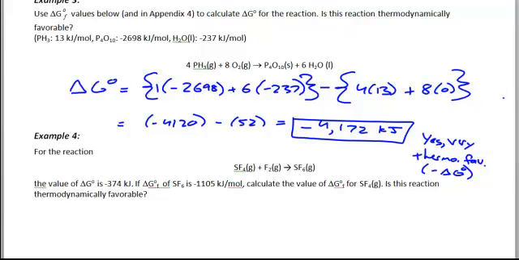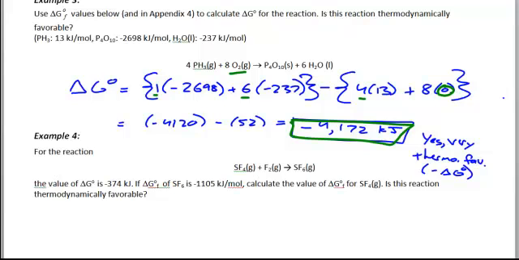Okay, in example 3, same dealios. Don't forget the products minus reactants. Don't forget the coefficients. And notice that, again, we're back to elements having values of 0. That's because if you were to make an element from its elements, well, that's not much of a reaction, so there's no energy change, and delta G would be 0. Products minus reactants gives you a free energy change of negative 4172 kilojoules, and so yes, that is very thermodynamically favorable because your delta G is very, very negative.